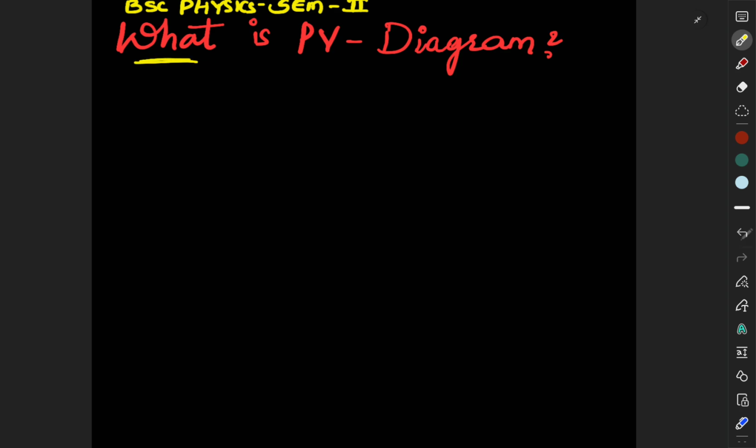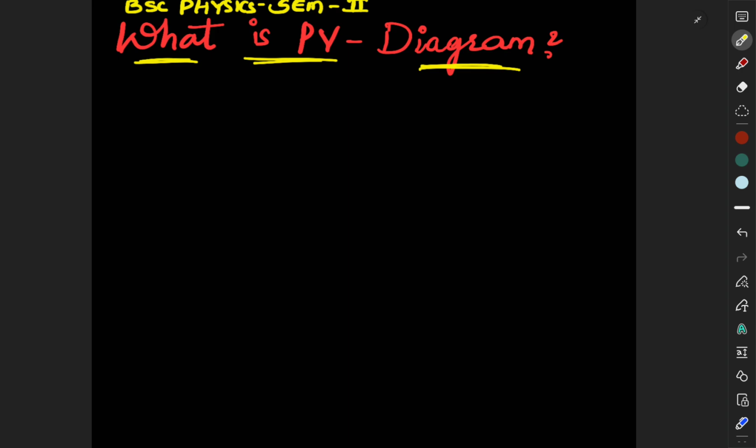In this class we will see what a PV diagram is. We'll learn what PV diagrams are and how to use them. We use them to find the change in internal energy, to find work done, and to find the heat. So we'll see what PV diagrams are.